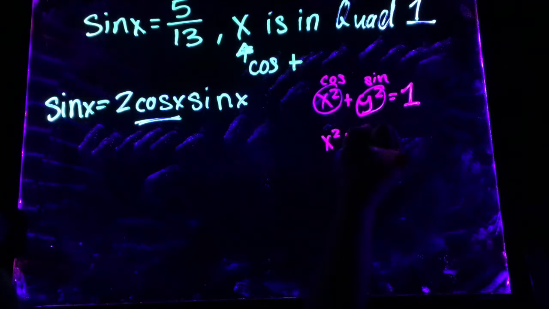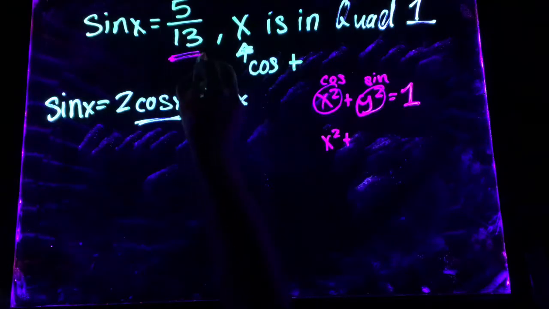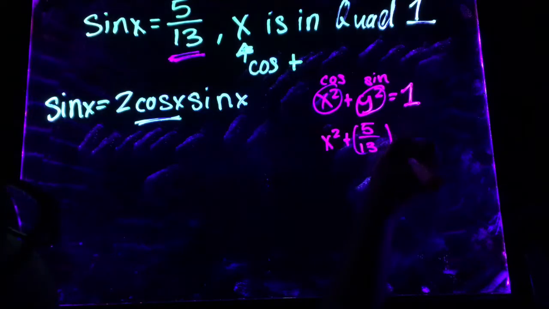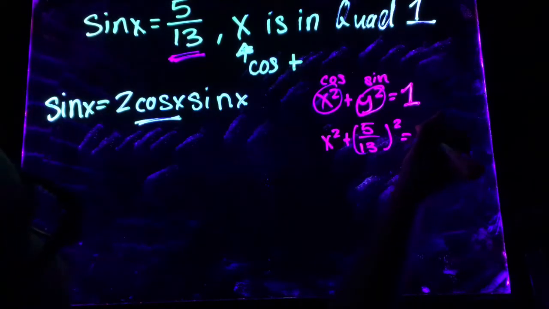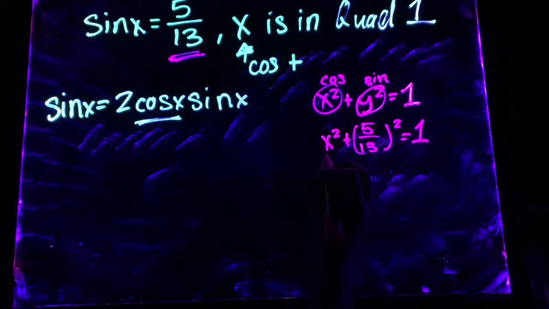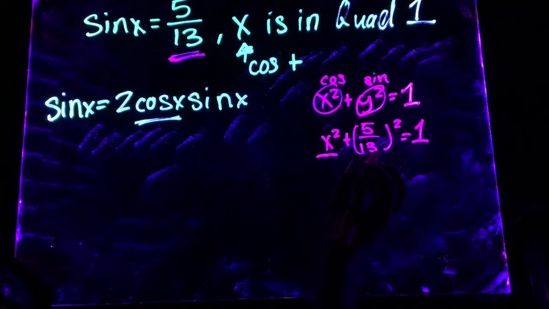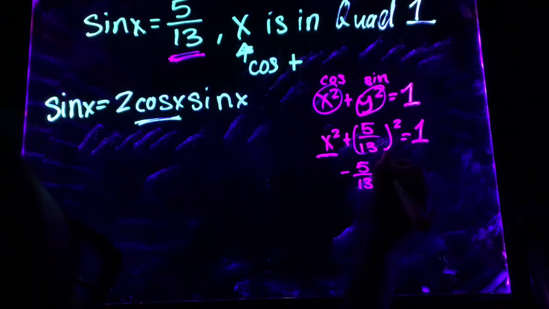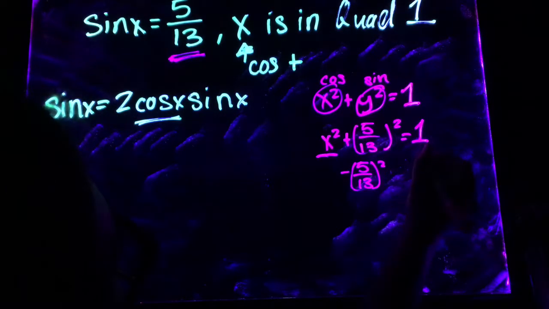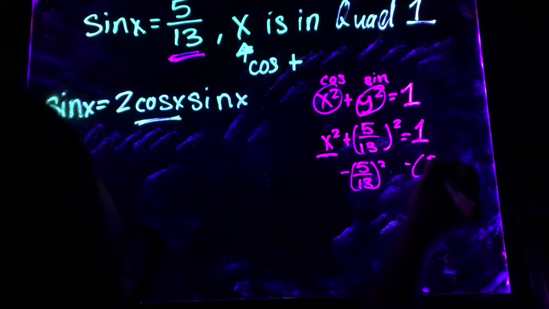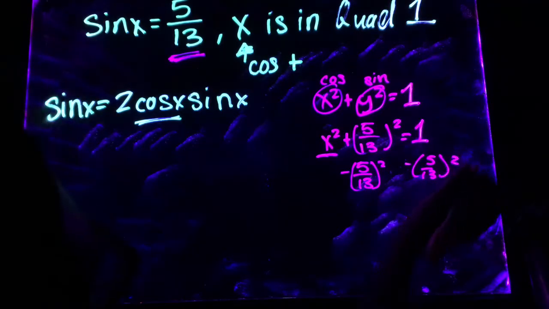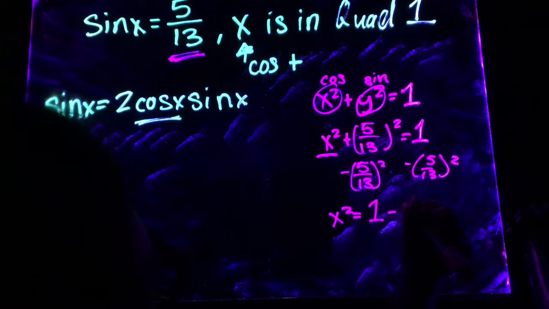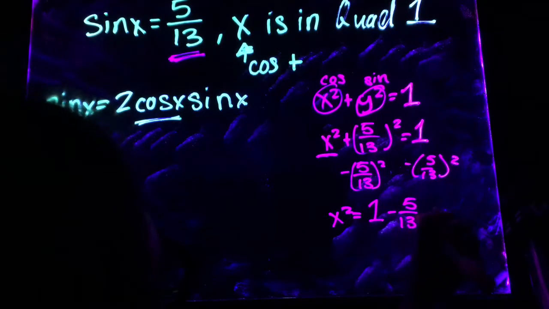So you have x squared plus, you know your y, which is sine. So it's 5 over 13 squared equals 1. And we want to solve for x. That's our unknown variable in this. So you have to isolate it. Subtract your y squared from both sides, and you are left with x squared equals 1 minus 5 over 13 squared.